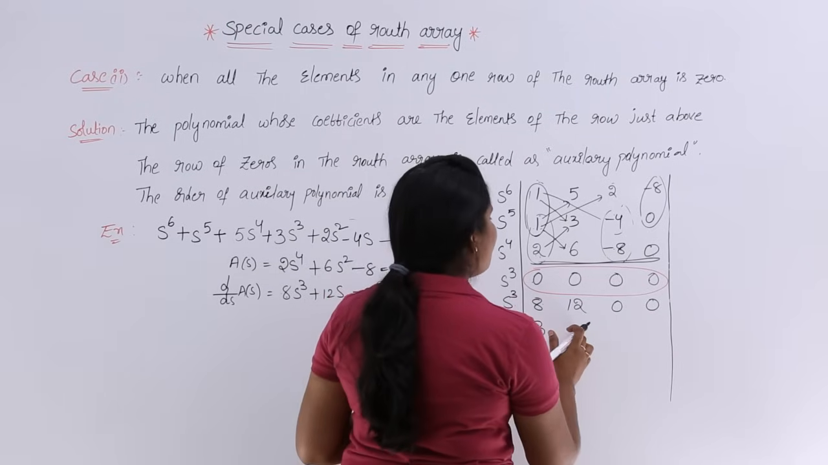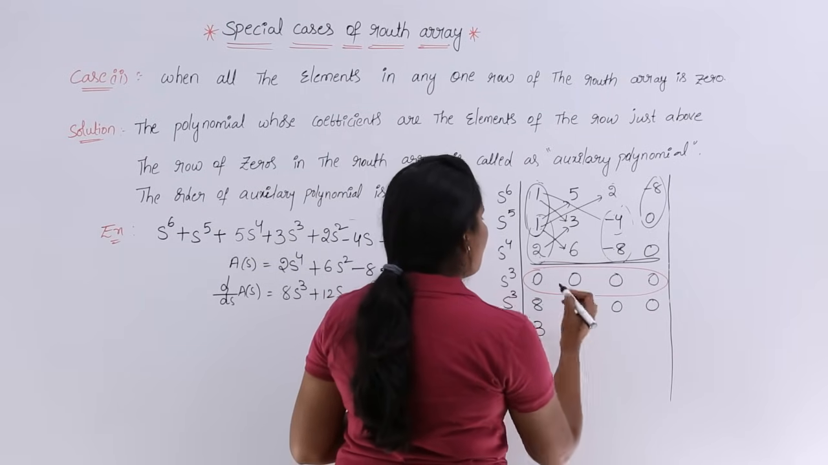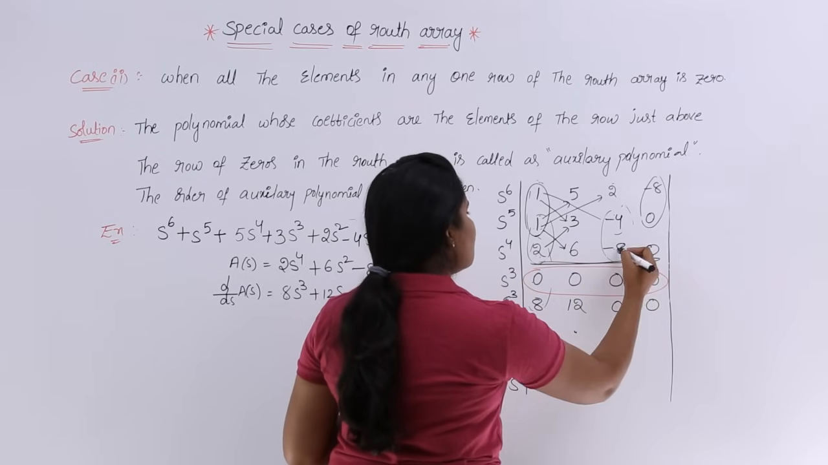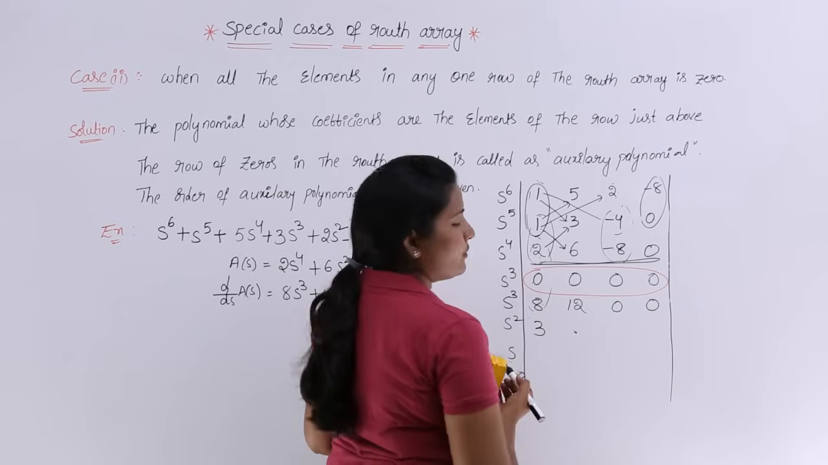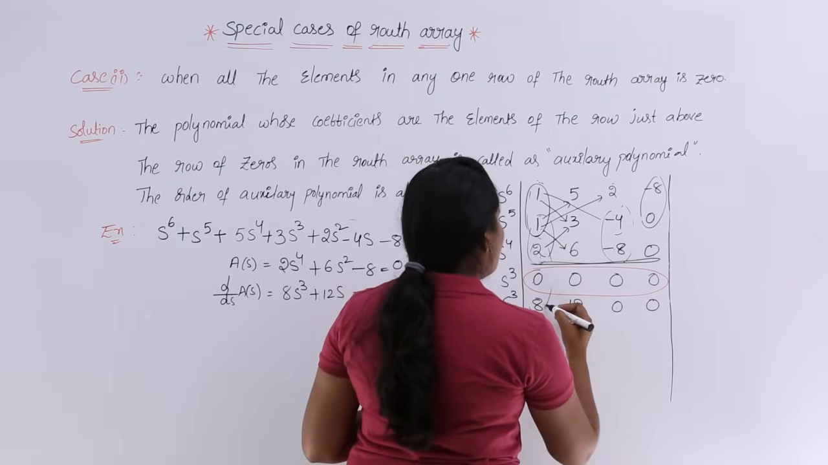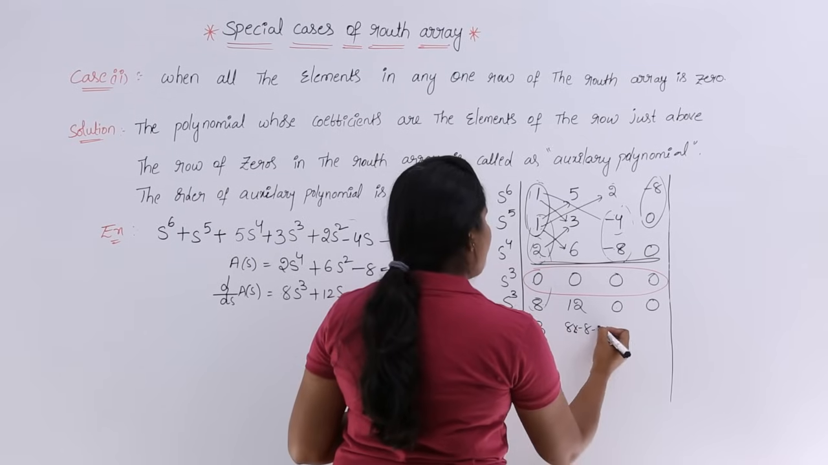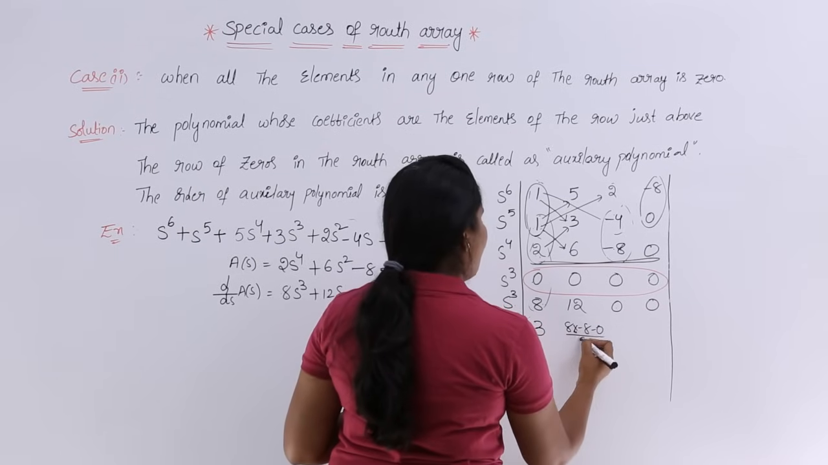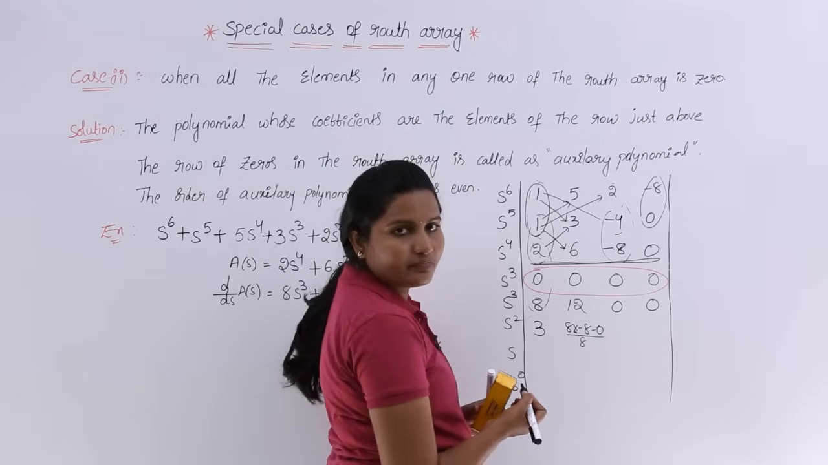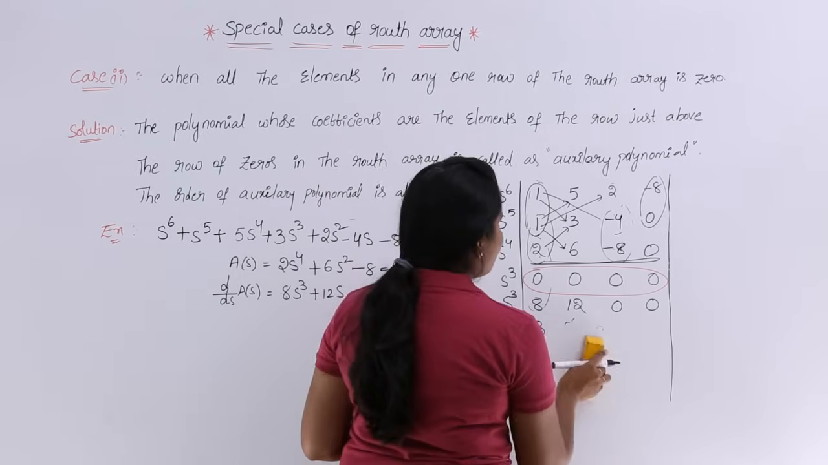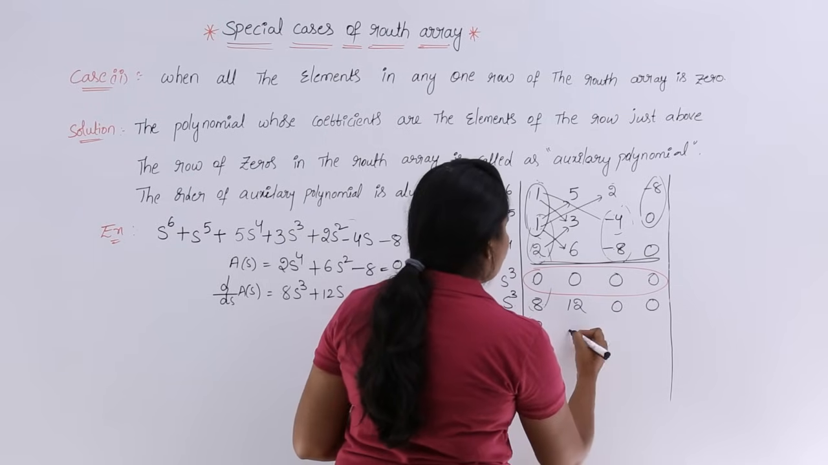Now if you want to get the value here, so the first set 2 and 8, and here the set is minus 8 and 0. So 8 into minus 8 minus 0 divided by 8 you need to consider. So 8 will be cancelled and you are going to get minus 8 here.